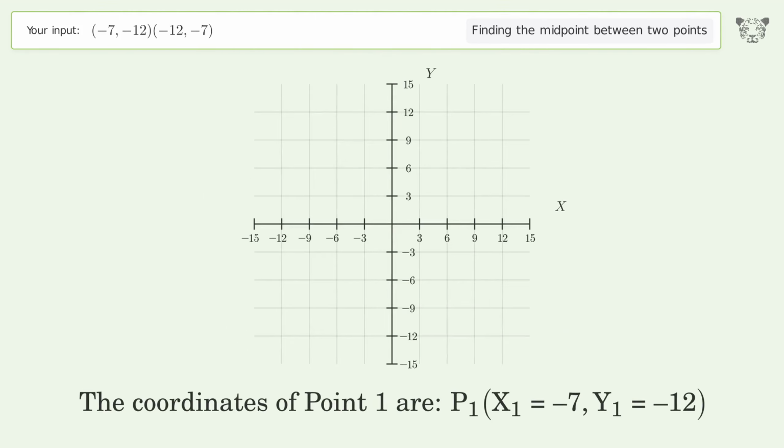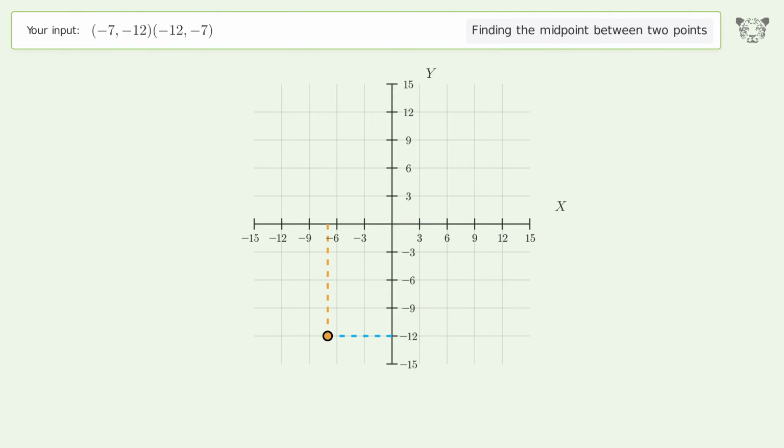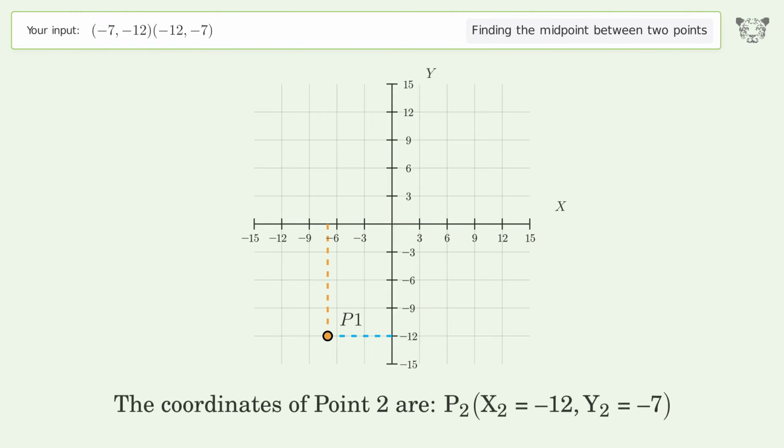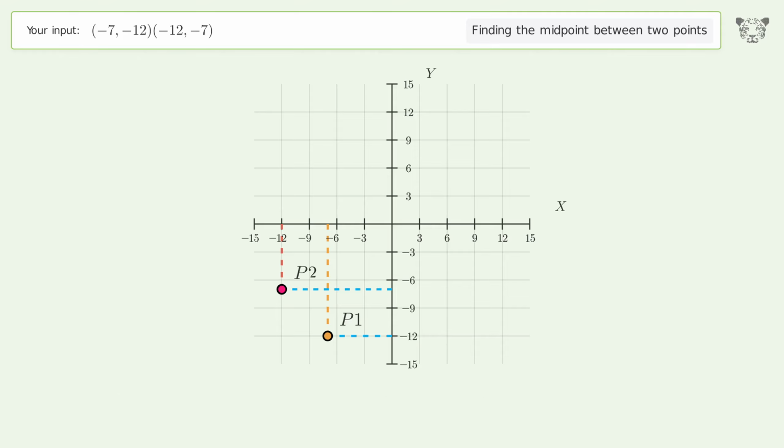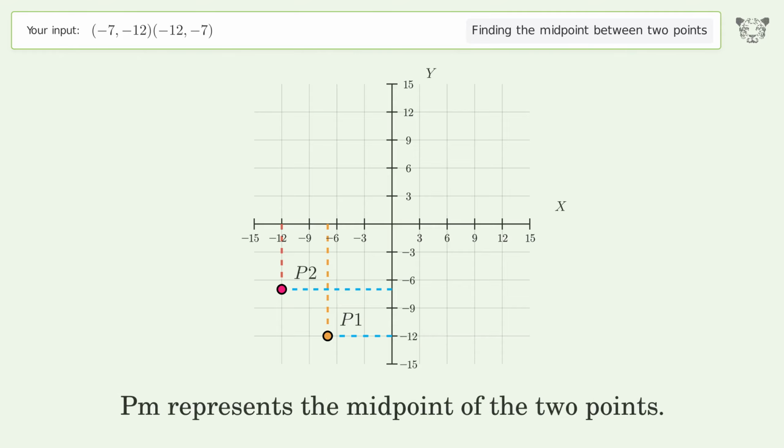The coordinates of point 1 are, x1 equals -7, y1 equals -12. The coordinates of point 2 are, x2 equals -12, y2 equals -7. PM represents the midpoint of the 2 points.